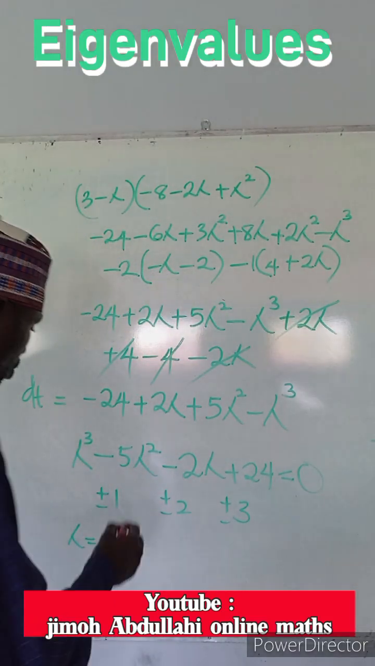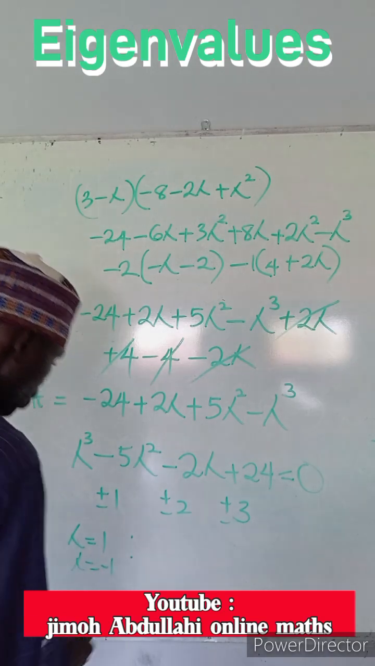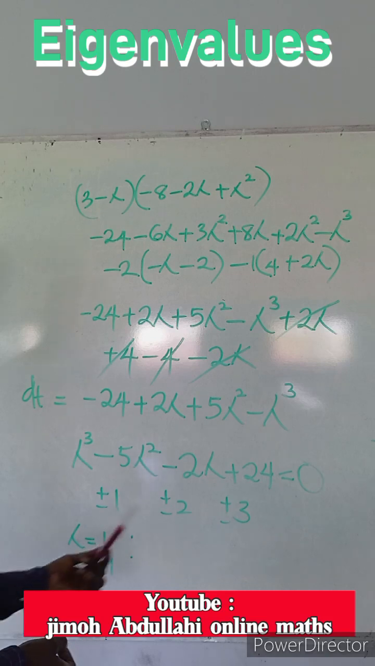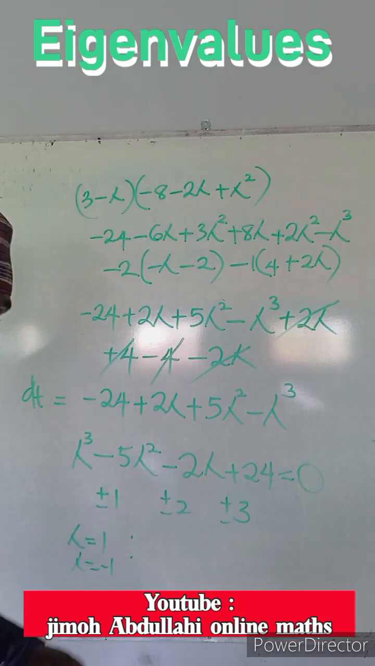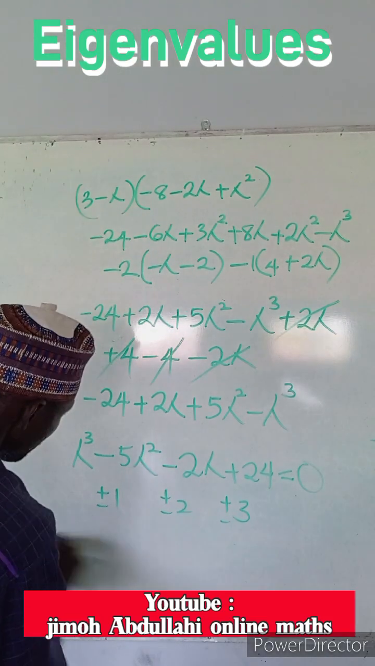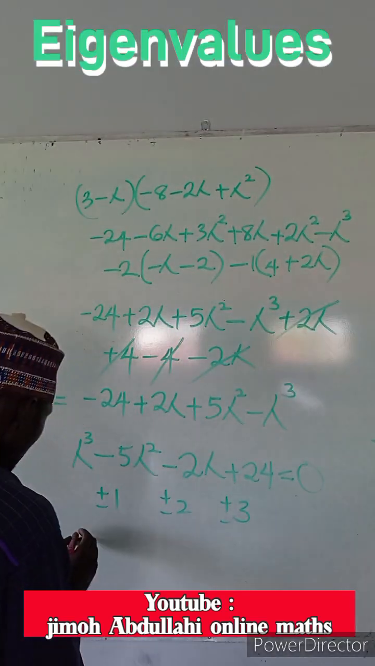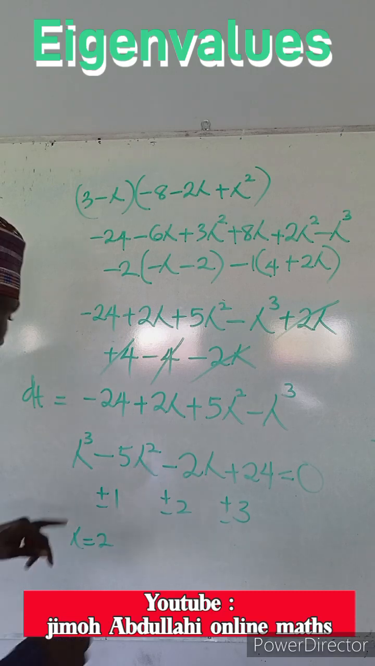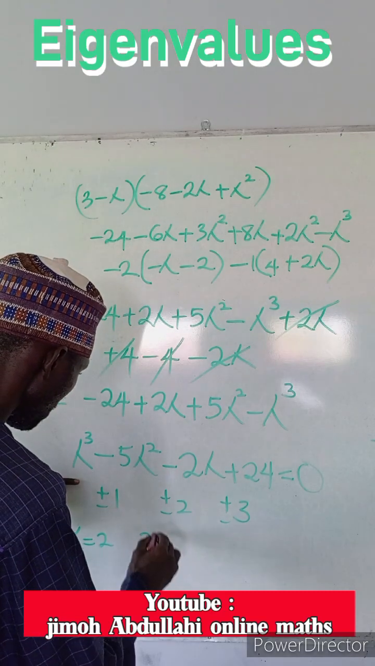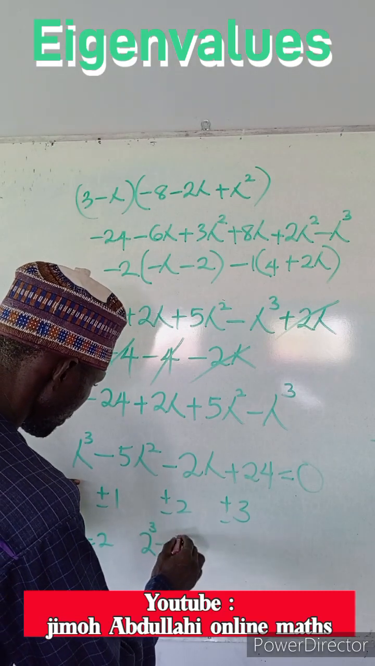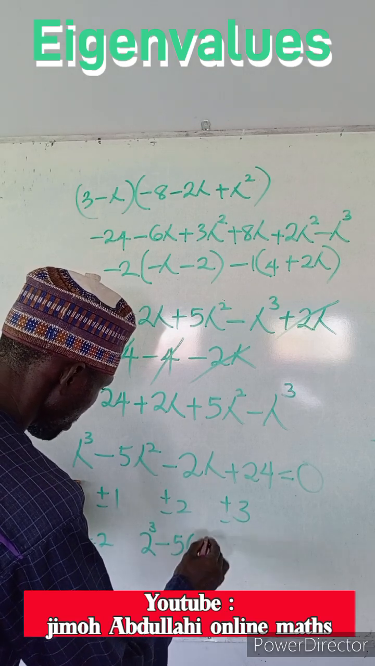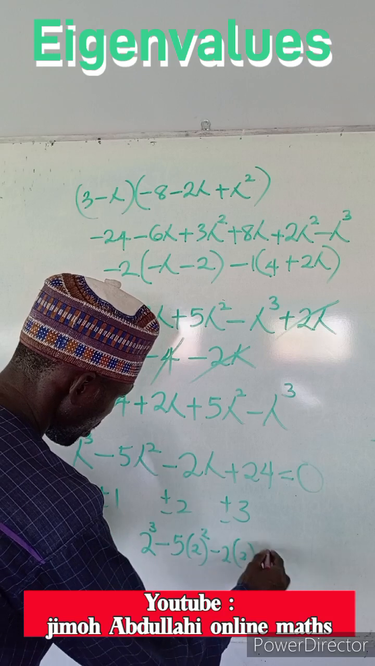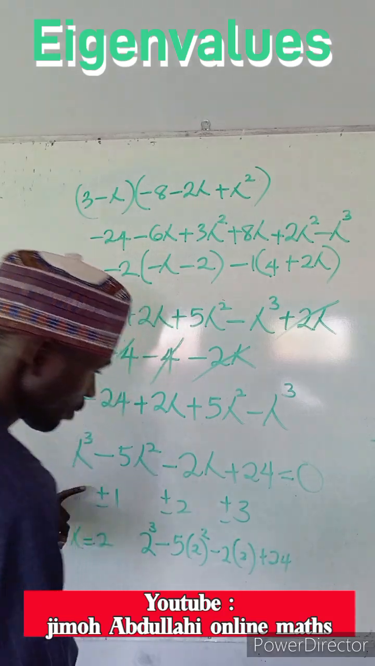Now let me give you the clue. Lambda equals minus 1 will not also work. It will be similar to this, 18. But let's check when lambda is equal to 2. Lambda equals 2. So anywhere we see lambda we will put 2, isn't it? So that will give us 2 to the power of 3 minus 5 into 2 to the power of 2 minus 2 into 2 plus 24. Let's see if it will give us 0.